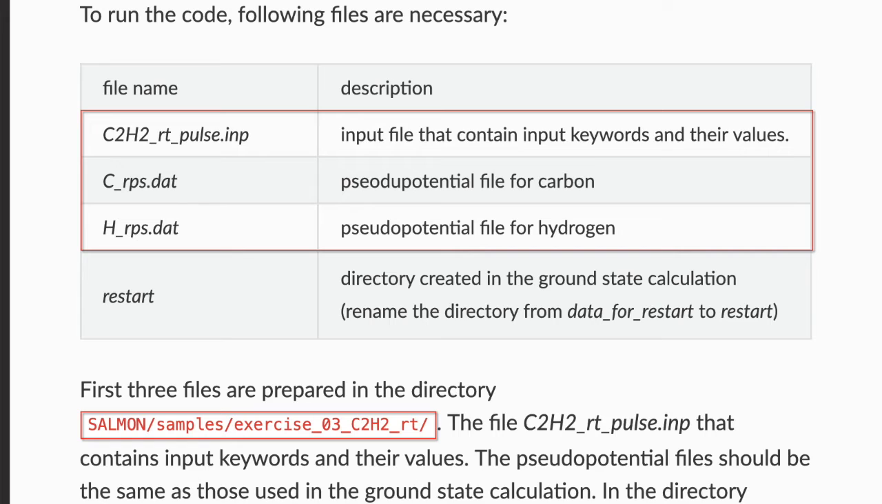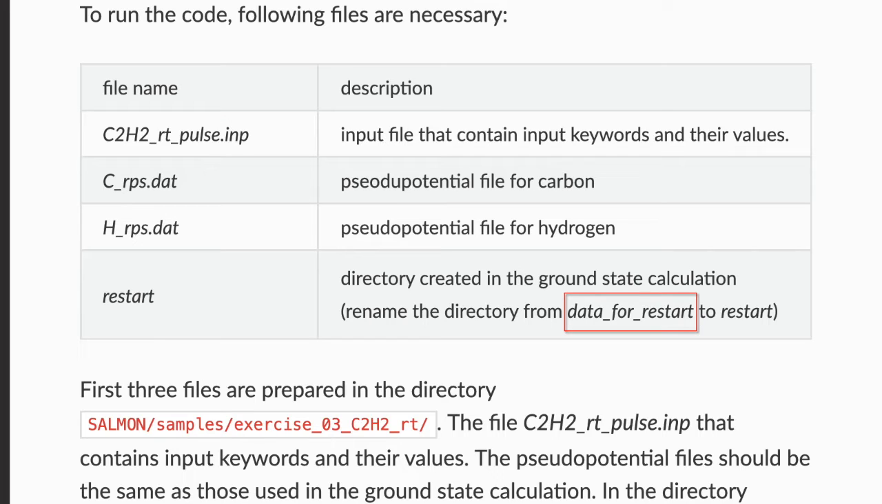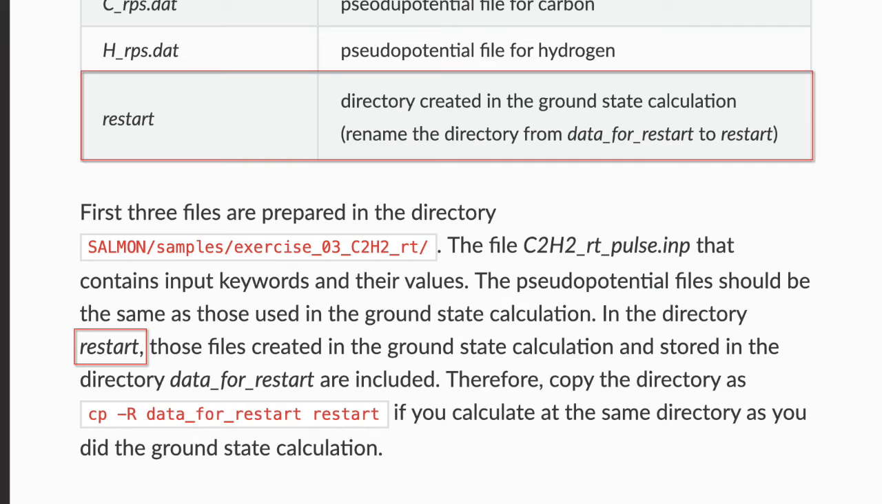In addition, we require the results obtained from the ground state calculation. Suppose you perform ground state calculations in a directory called exc1. When these calculations are completed, a directory called data_for_restart is created in that directory. It would contain data such as the orbital function of the ground state. Copy the directory as a whole to the exc3 directory, and alter the directory name from data_for_restart to restart.